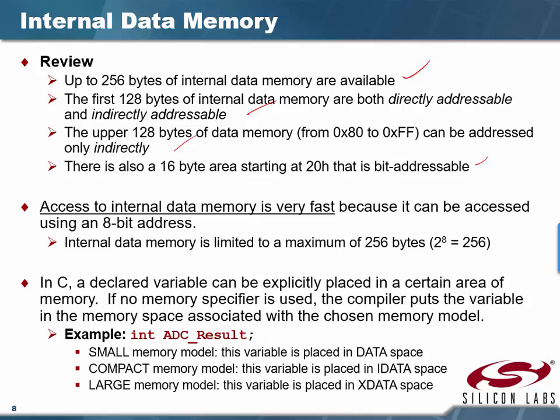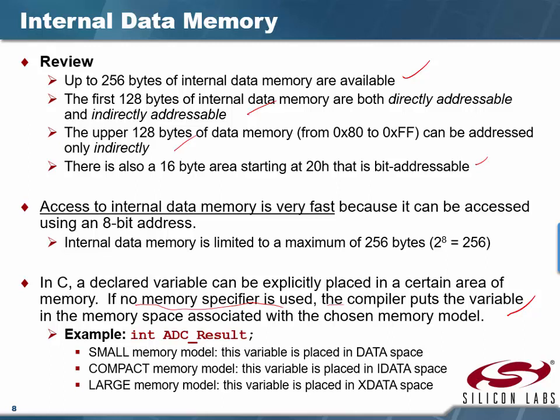Now, you can assign locations for variables where you want them to be stored, or you can just let the compiler do it. I normally just let the compiler do it. In C, a declared variable can explicitly be placed in a certain area of memory. If no memory specifier is used, the compiler will place it wherever it wants to, given the memory model.